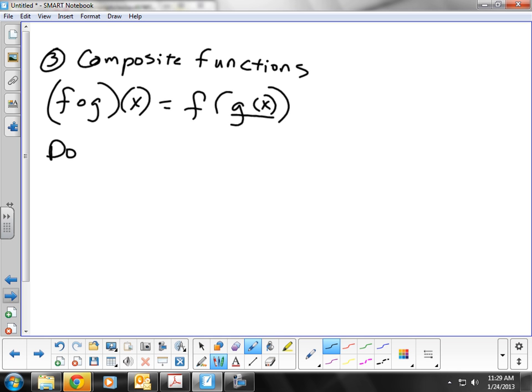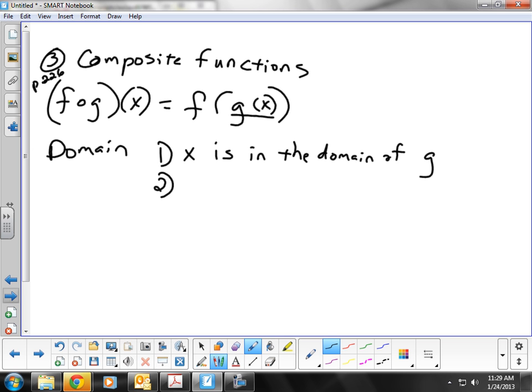And we need to talk about the domain. This is in a blue box on page 226 if you want to look at it with me. The domain of this composite function is all of the x's such that we have to have two conditions met. That x is in the domain of G. And that G of X, so in other words, the Y value that you get back from plugging in that X into G, has to be in the domain of F.